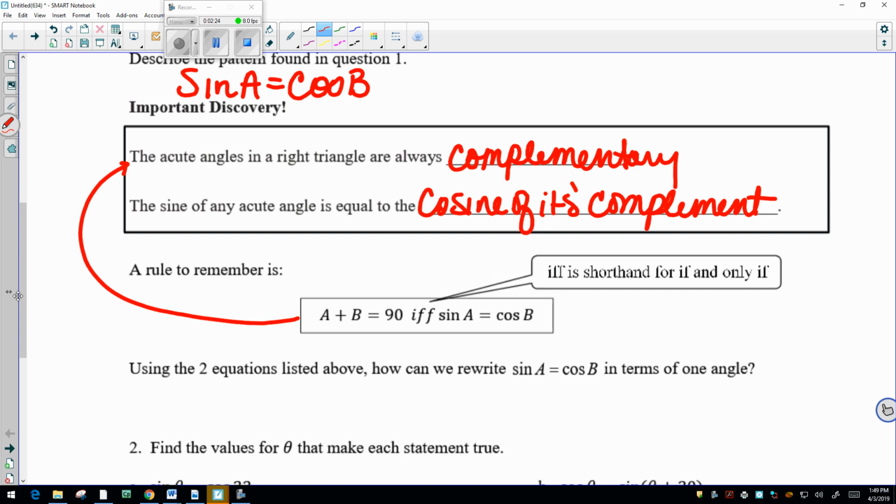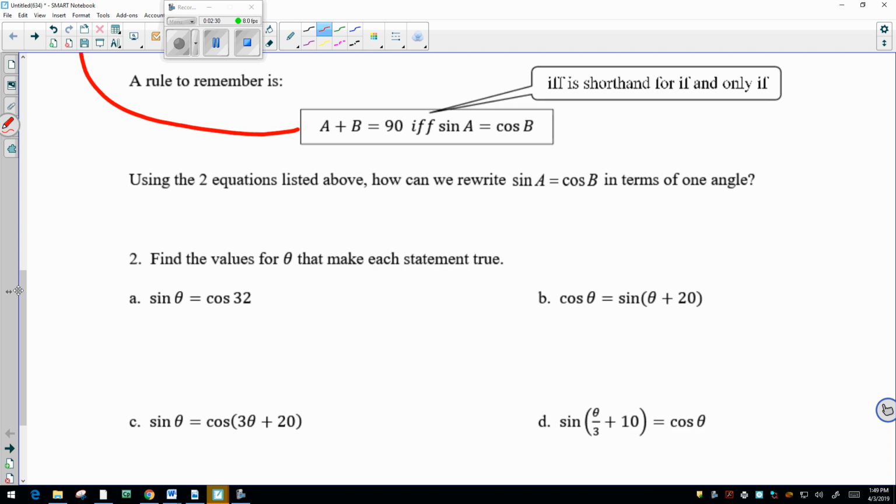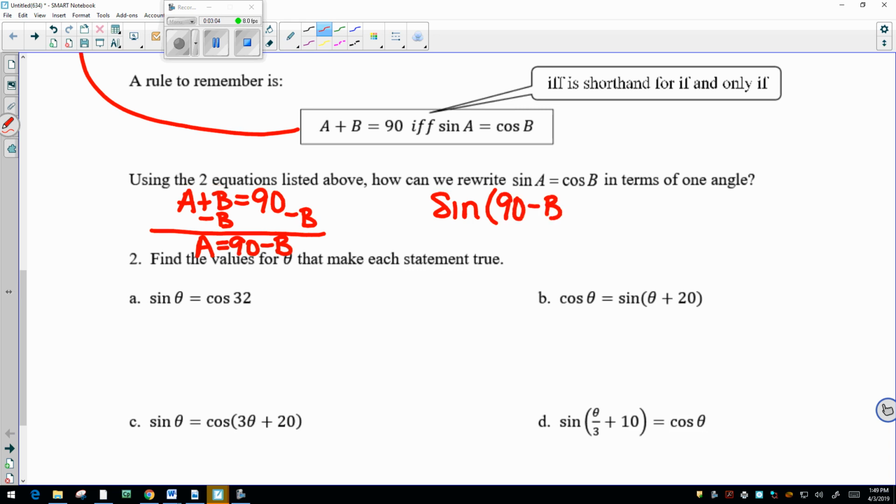Okay, so we're going to use those two equations, and we're going to try and rewrite this in terms of one angle, because we always say if we have two variables, we need two equations to solve. So considering these two formulas, let's start with A plus B equals 90. And maybe I want to get A by itself, so I need to subtract B from each side. So what that shows me then is A is equal to 90 minus B. Okay, so if I go back into this equation, rather than writing sine of A, I'm going to substitute in place of A what I know it's equal to, 90 minus B.